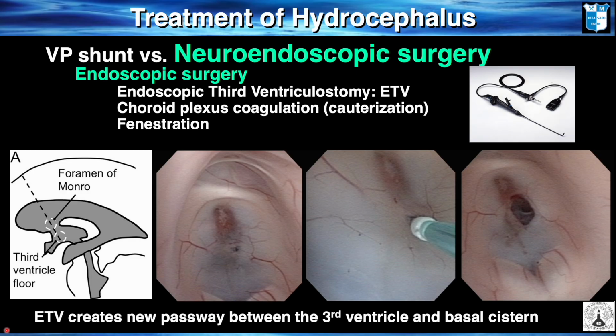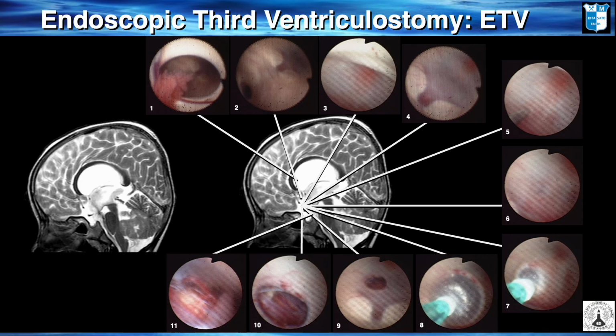So ETV creates a new pathway, a bypass, between the third ventricle and the vessel system. This slide shows a step-by-step picture of the ETV. So this is from the lateral ventricle. This is the foramen of Monro and the choroid plexus. Then the endoscope is inserted in the third ventricle, and this is the mammillary body.